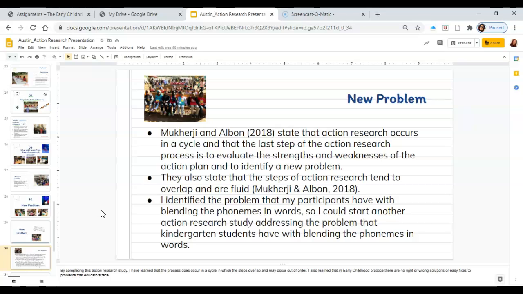It really solidified that notion that early childhood practice is complex. There's no right or wrong solutions. There's no easy fixes. It's a revolving door, and as educators, we just have to learn different strategies that we can use to address all of our students' needs, and we just have to keep learning different things that we can do. And that's really what I learned from doing action research and identifying a new problem.